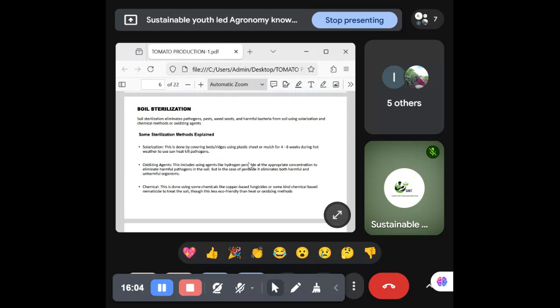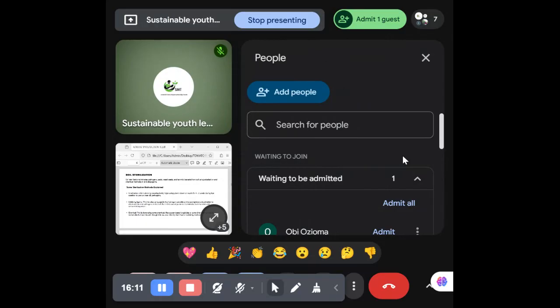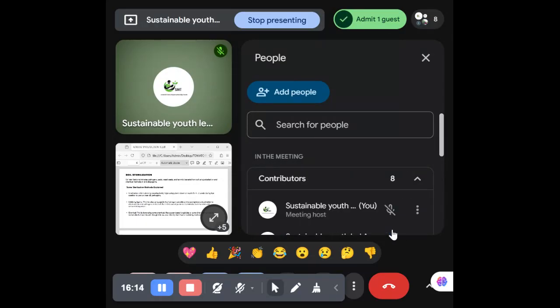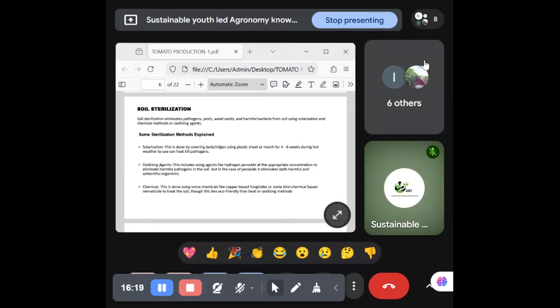So there, soil sterilization eliminates pathogens, pests, weed seed and harmful bacteria from soil using solarization and chemical methods or some oxidizing agent. So let's look at some of the sterilization methods here. Talking about solarization, this is done by covering your ridges using plastic sheet or mulch for a period of like 4 to 6 weeks, and it is most effective during dry season.